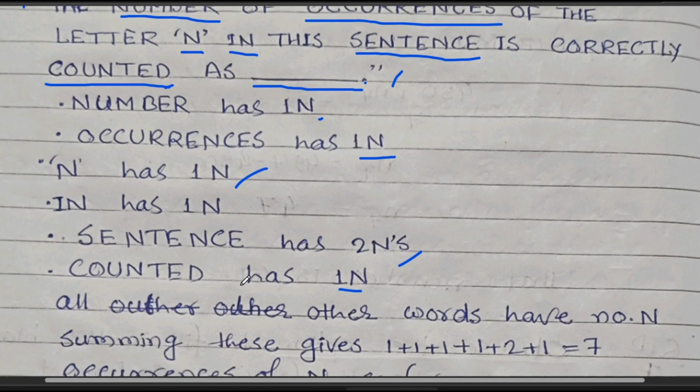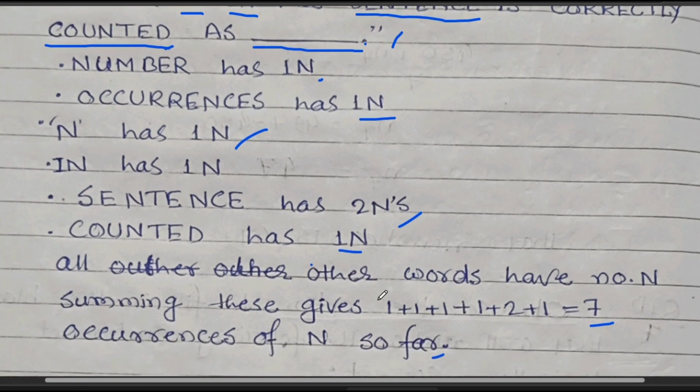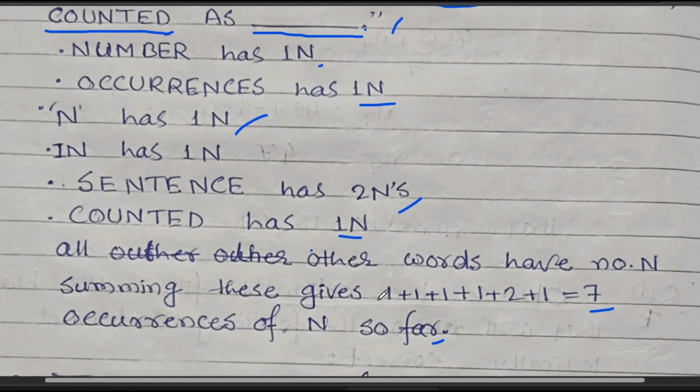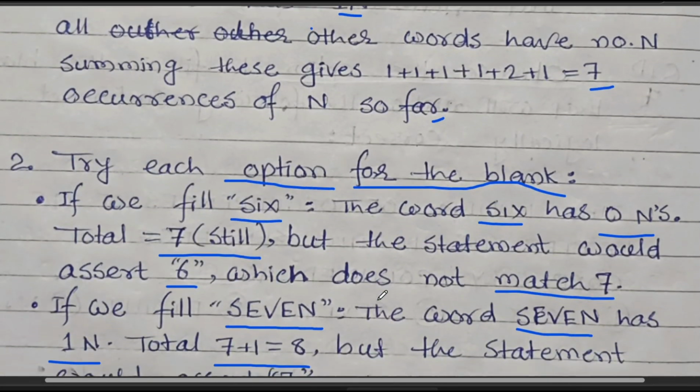So summing these, what do you get? 1, 1, 1, 1, 2, 1. So 1, 2, 3, 4, 5, 6, 7. So total 7 N's are there. So the occurrence of N so far is 7.